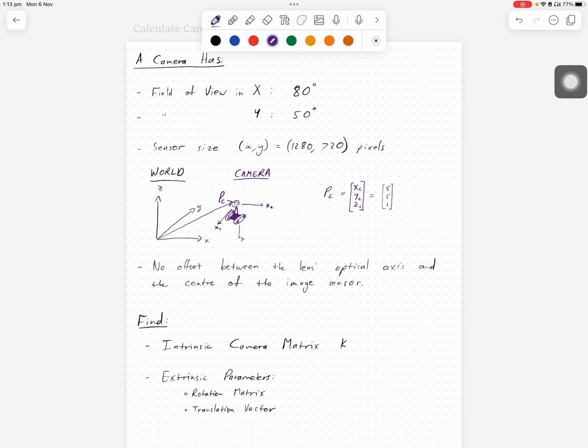All right, hello. Today we're working through a problem from a robotics course that I'm doing at uni. In this problem, we've got a camera mounted on a robot. We know where this camera is relative to our world frame, and we want to work out all of the various matrix parameters that we need to be able to take some sort of object in the world frame. If we know its x, y, z coordinates, we want to be able to calculate where exactly that's going to end up on the camera's image, like which pixel it's going to show up on.